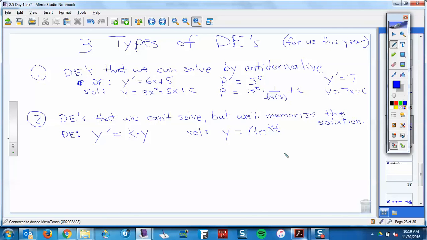So you probably heard about this in science. You've talked about this before in science class. Direct proportion. What this is saying is that y prime, the rate of change, is directly proportional to the amount of money that you have. In other words, it's like saying that the money is going to grow at a higher rate when there's more money in there. Well, that makes sense.